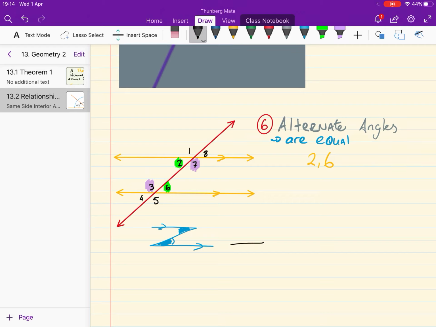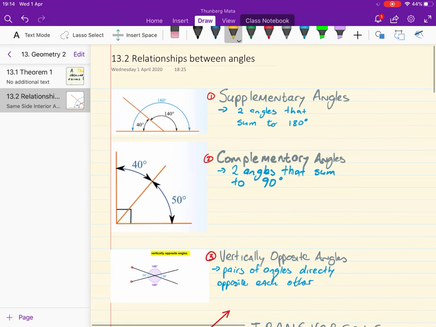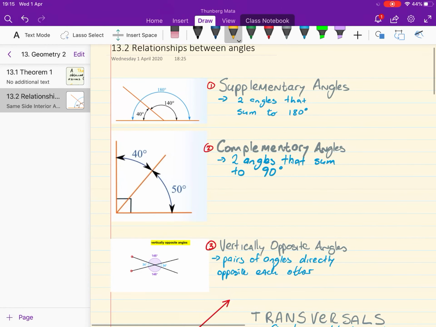Then the other pair of alternate angles that we have are 7 and 3. Now again, that looks like a more lopsided, awkward looking Z. We can see it goes like that, and we see this angle here is the same size as this angle here. So you can always kind of make a Z with it for alternate angles. So we have 2 and 6 as one pair, and then we have 3 and 7 as another pair of alternate angles.